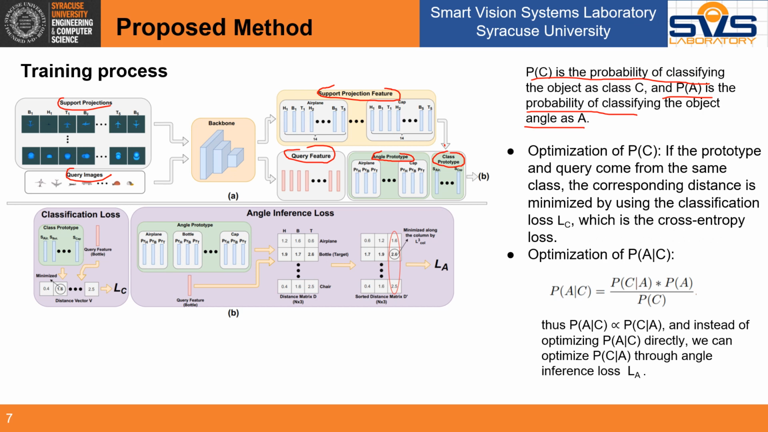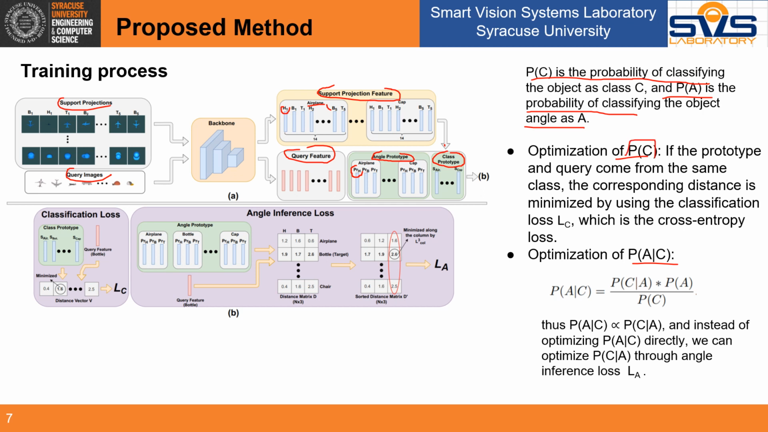For example, if we want to get the PRH of the airplane, we just need to average the H1 to the H5 of the airplane. Then we could get the PRH of the airplane. And next, we're going to optimize the PC and the PAC. Let's talk about the PC firstly.